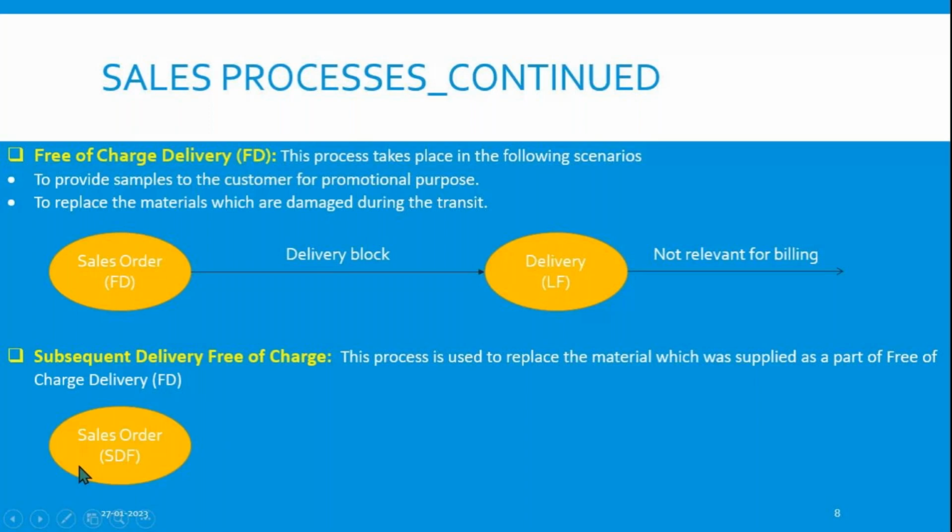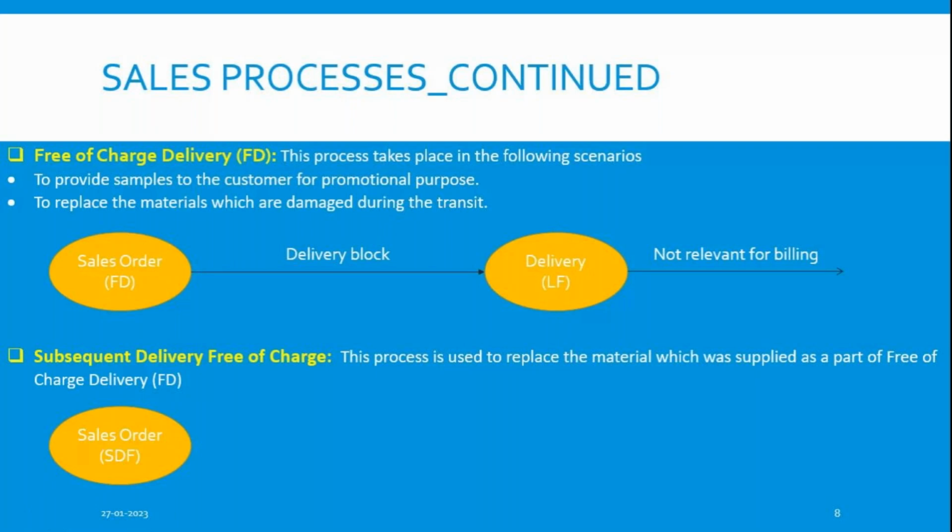Okay. We create an order, but the document type is different. If you create OR, that is a standard order. If it is FD, free of charge delivery. If it is SDF, subsequent delivery free of charge. Slowly you will learn the terminology.